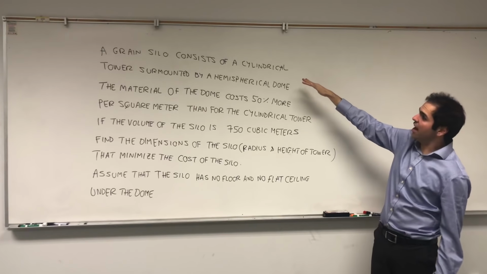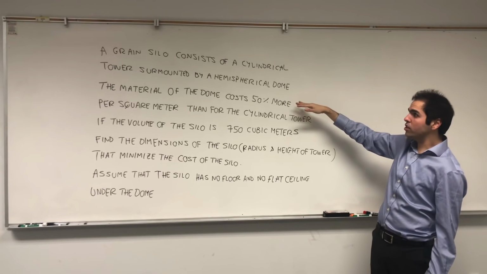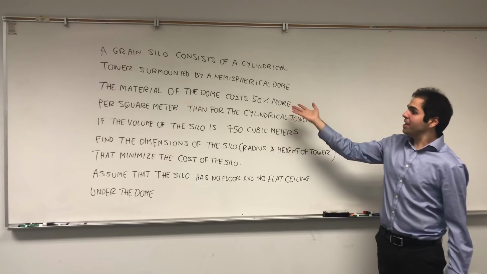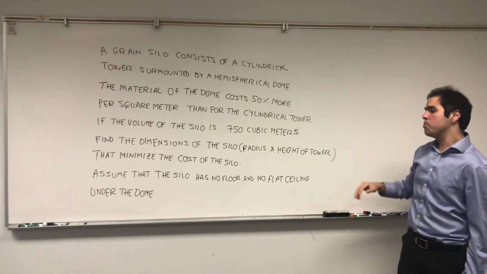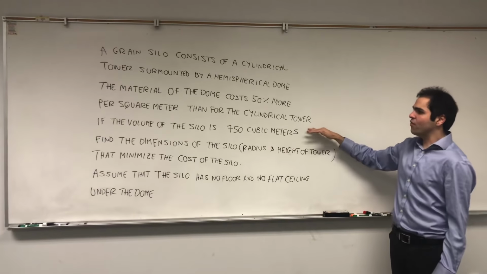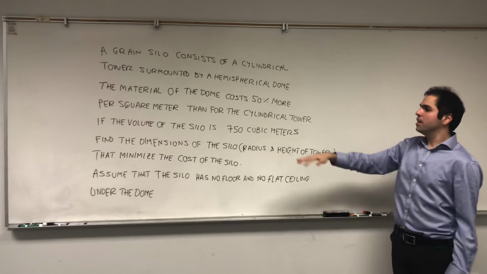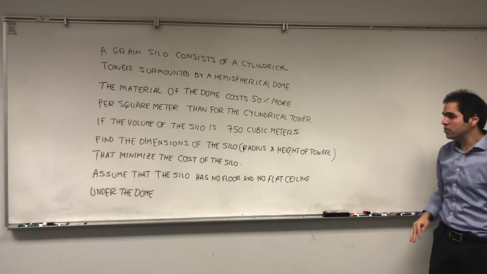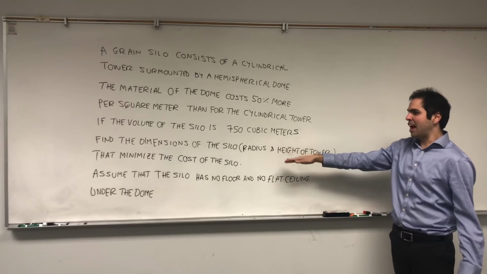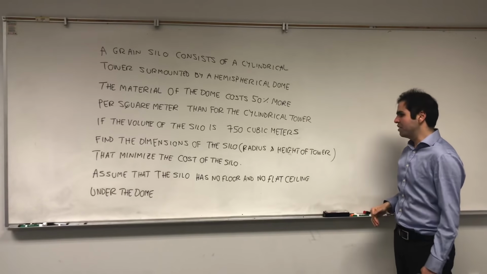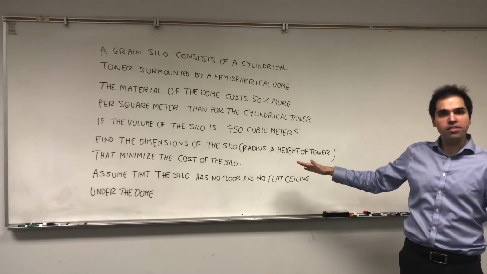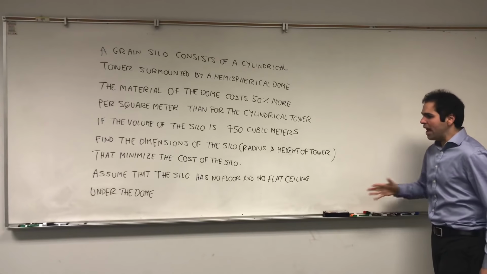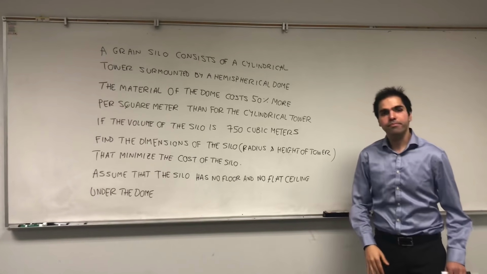So a grain silo consists of a cylindrical tower surmounted by a hemispherical dome. The material of the dome costs 50% more per square meter than for the cylindrical tower. If the volume of the silo is 750 cubic meters, find the dimensions of the silo, so radius and height of the tower, that minimize the cost of the silo. And assume that that silo has no floor and no flat ceiling under the dome.